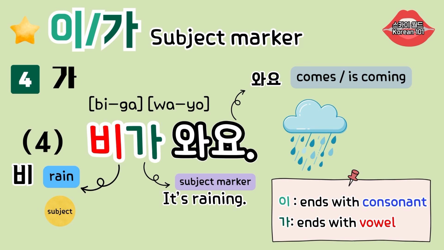So let's think about common uses of 가. When you mention something for the first time, you use 가 or 이. 비가 와요. The new information. It is raining.